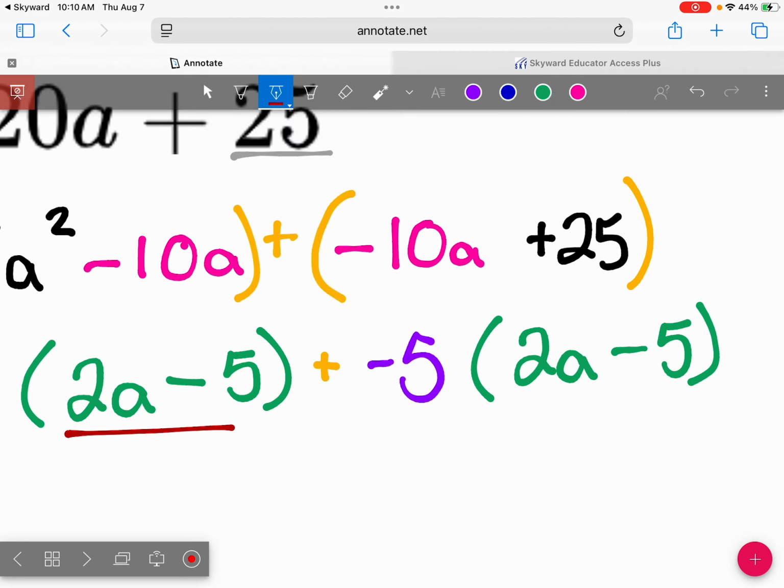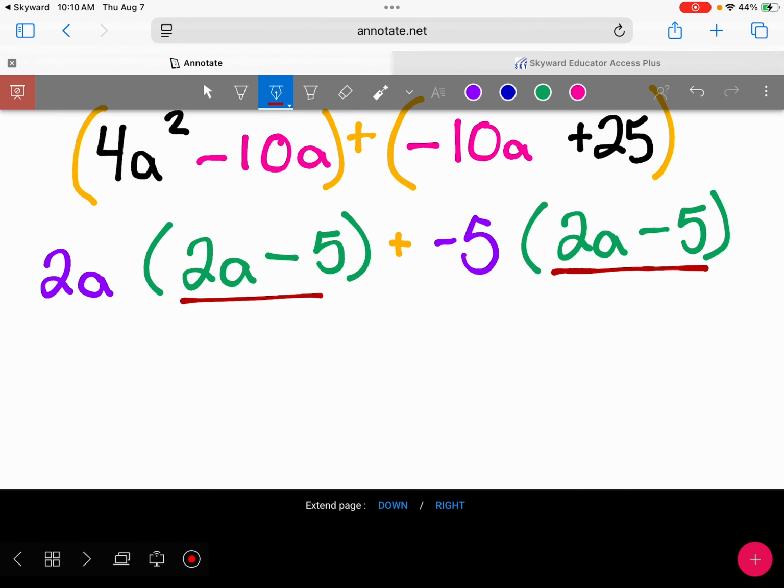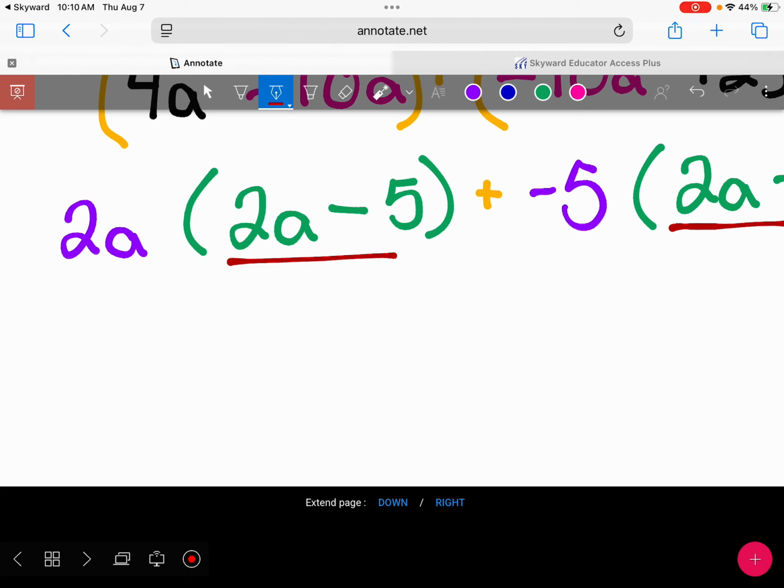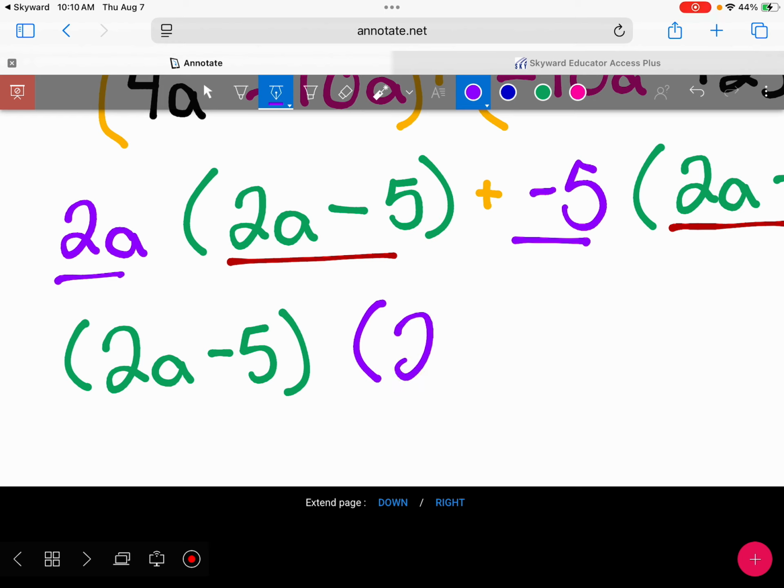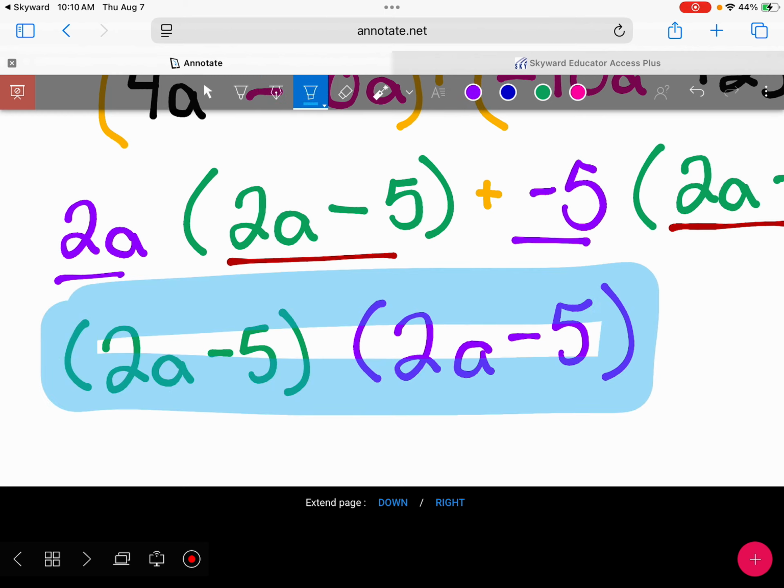These two pieces always need to match. If these two pieces don't match, we messed up. They always need to match. Because then I can take them out like they are their own kind of GCF. And we get 2a minus 5. And all of our leftover pieces team up together to get another 2a plus negative 5, or just minus 5. And so you can write it just like this. You can put 2a minus 5 times 2a minus 5.